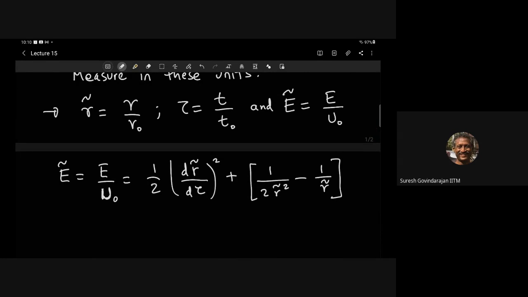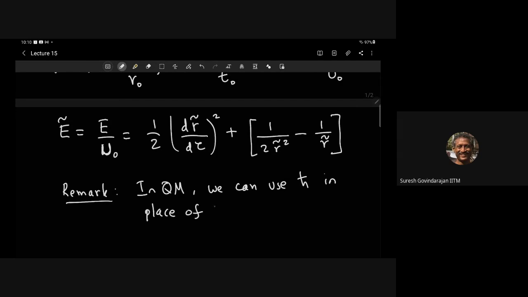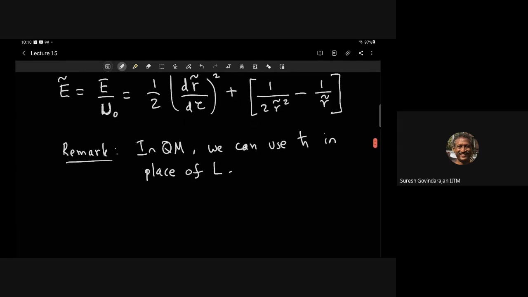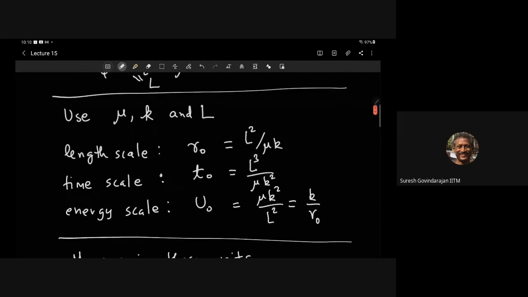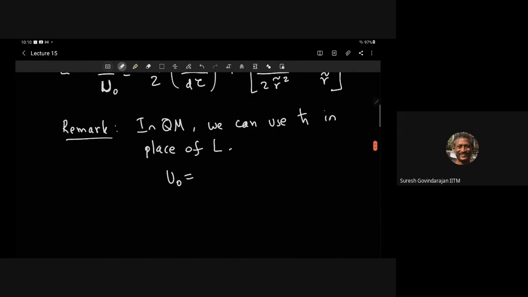Just a simple remark. In quantum mechanics, we can use H bar in place of L. These are only dimensions: L is angular momentum, and H bar is the same thing. So U naught, which was mu K square by L square, in quantum mechanics is mu K square by H bar square. For instance, in the hydrogen atom or hydrogen-like atoms, K would be Z E square, or with 4 pi epsilon naught, and mu would be the mass of the electron.